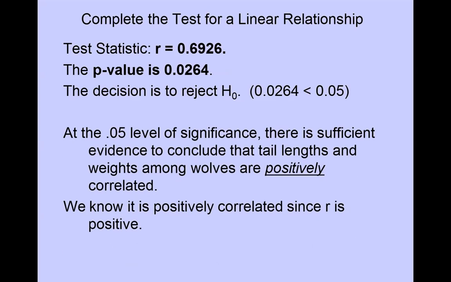Then we could write our summary as at the 0.05 level of significance, there is sufficient evidence to conclude that tail lengths and weights among wolves not just are correlated, but we can actually tell they're positively correlated. And we can tell that it's a positive correlation because the value of R is positive, or if we go back and look at our scatter plot, we saw an increasing trend in the data.